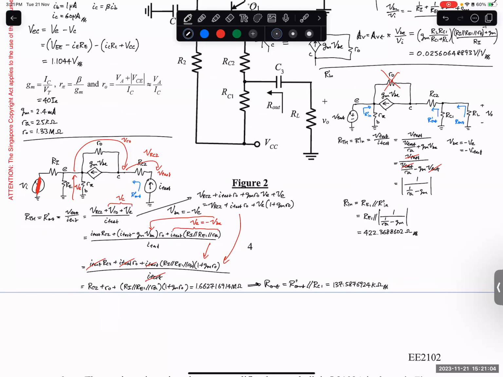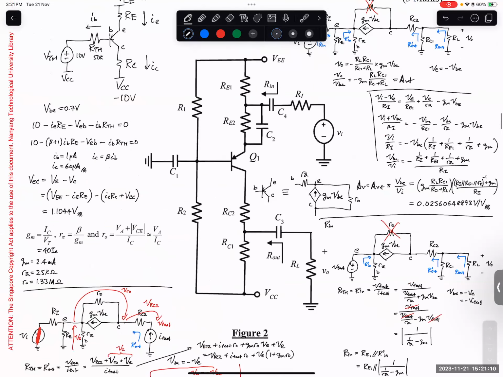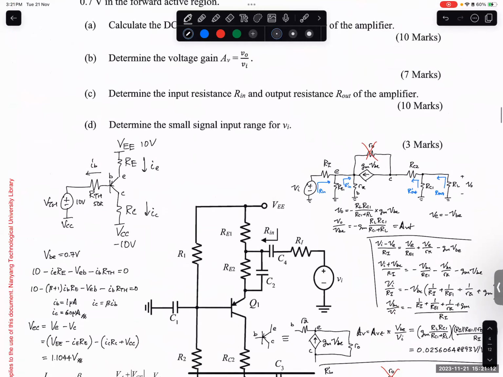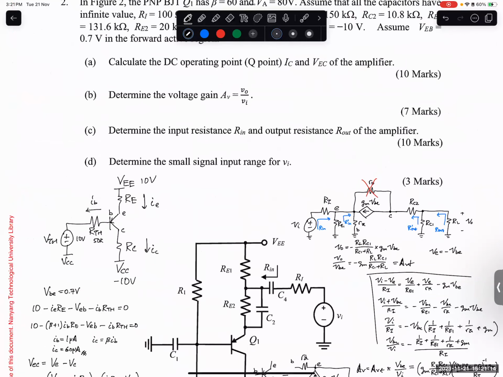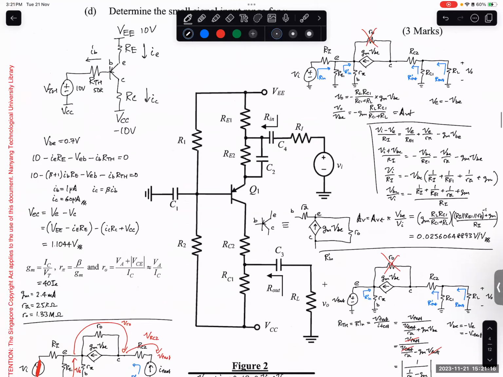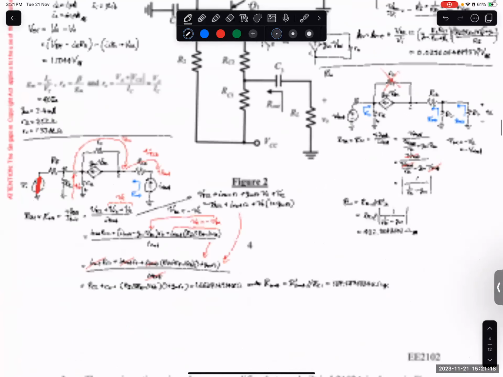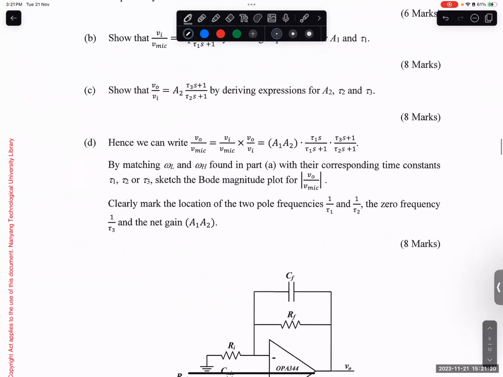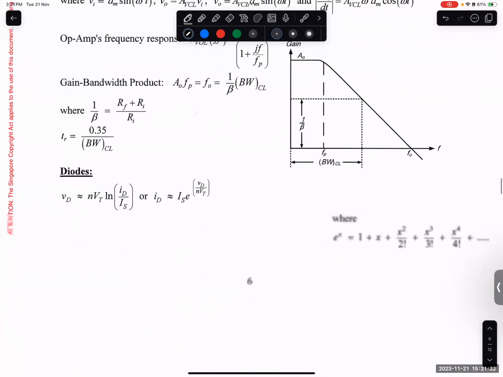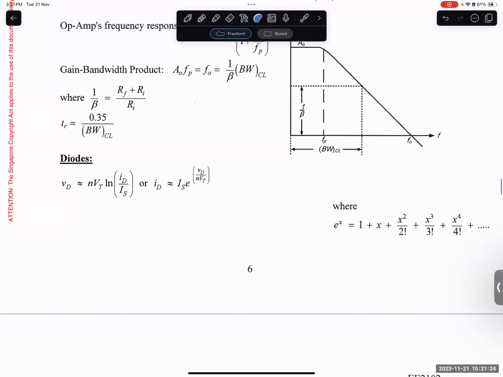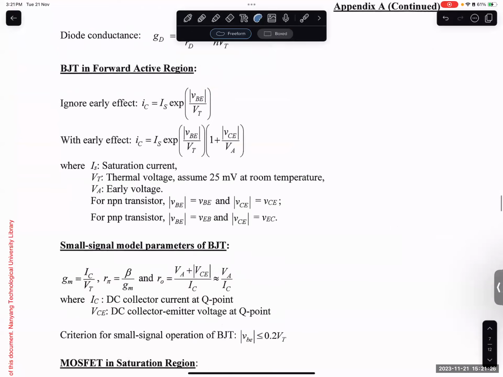Oh, we haven't finished the small signal input yet. That's 3 marks only. Yeah, what is the value? 137. 137 mega. Oops. 1 kilo. No, the answer is here.